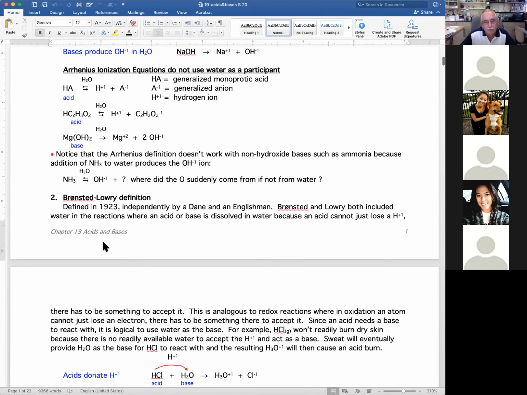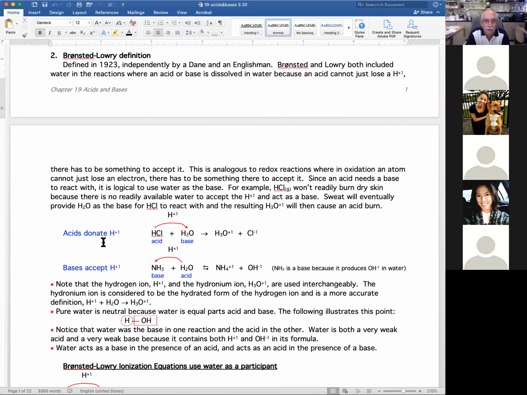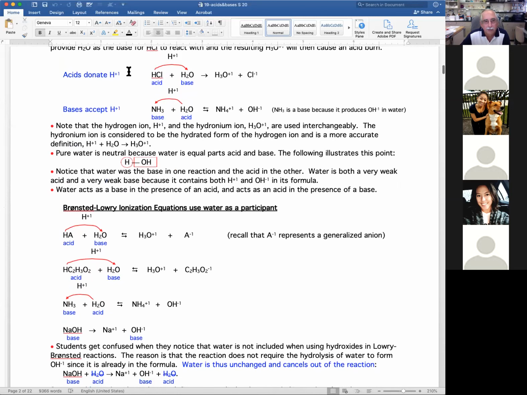Then about 50 years later, 2 guys came along, Bronsted and Lowry, and they basically took Arrhenius' definition and added water as part of the reactant. So then they described acids as something that donates H+, and bases as something that accepts an H+. So here's the acid giving an H+, and here's the base. Water now is involved in the reaction, absorbing that hydrogen ion and turning into the hydronium ion.